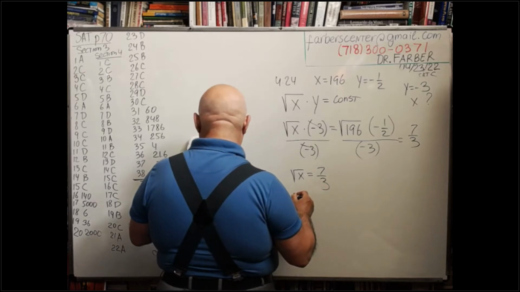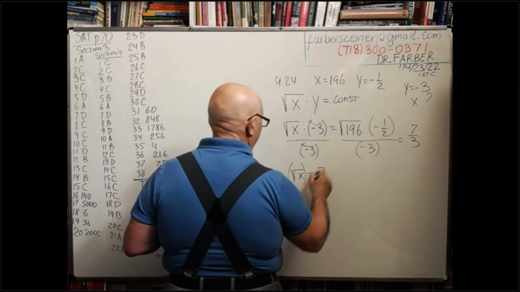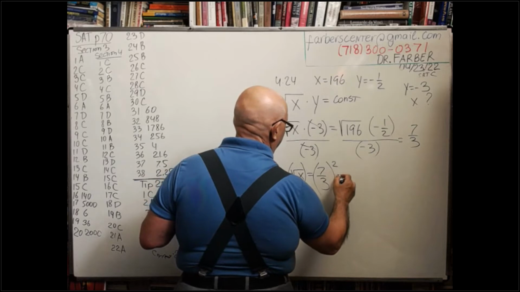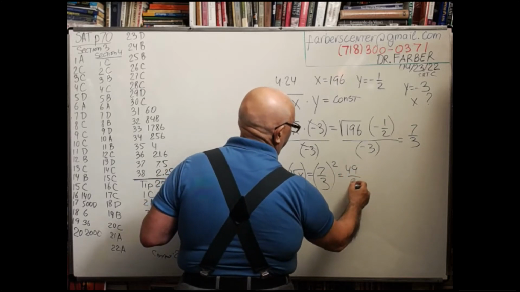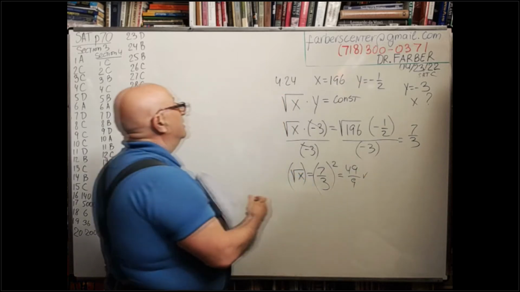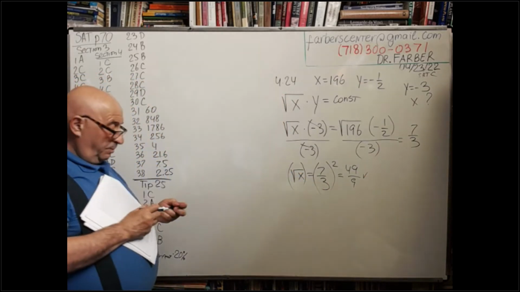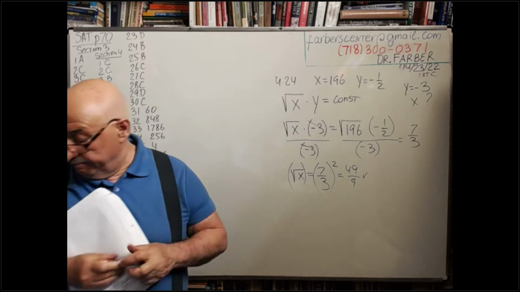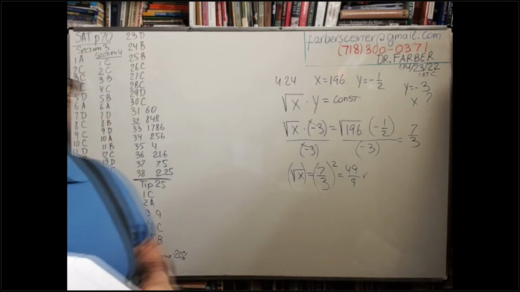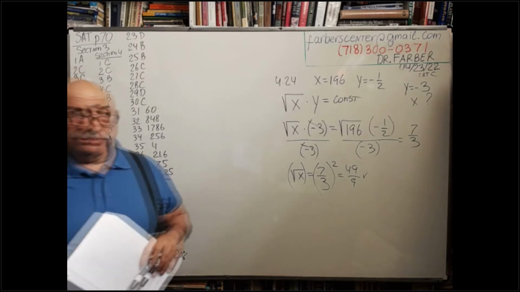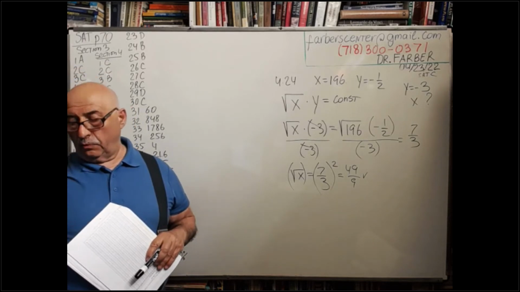And to find x, put both sides to the second power. And you get 49/9. Just plug in. So far so good? It was 424.